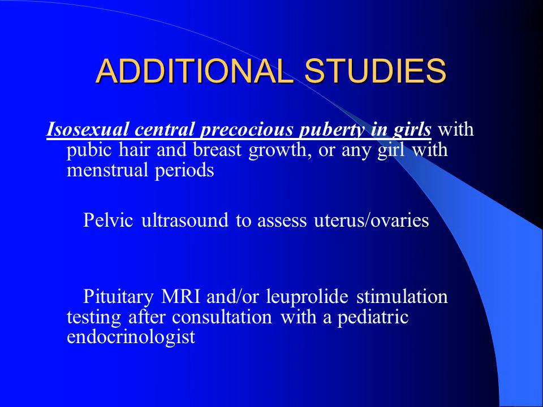Additional studies. Isosexual central precocious puberty in girls with pubic hair and breast growth, or any girl with menstrual periods: pelvic ultrasound to assess uterus and ovaries, pituitary MRI and leuprolide stimulation testing after consultation with a pediatric endocrinologist.